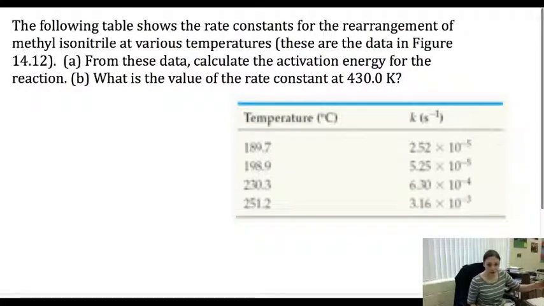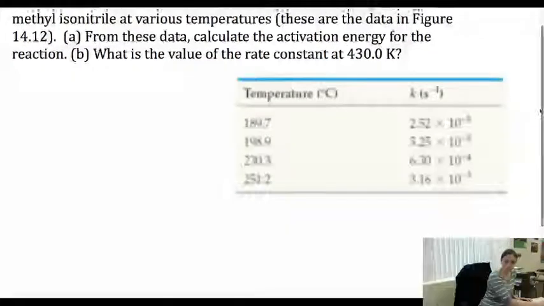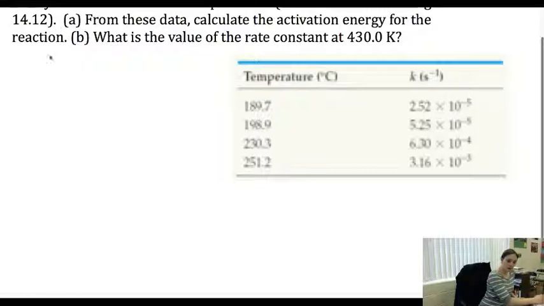It says the following table shows the rate constants for the rearrangement of methyl isonitrile at various temperatures. From these data, calculate the activation energy for the reaction, and I want to know what the rate constant is. So what I would do here, and I'm going to give you some of the numbers, is graph it. I'm going to graph the natural log of K and 1 over temperature, because I should get a straight line, and I'll get my slope.